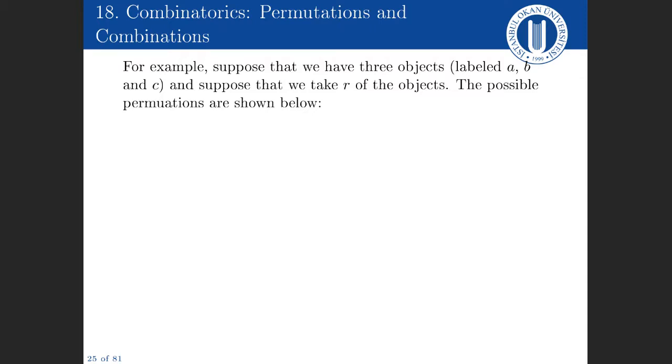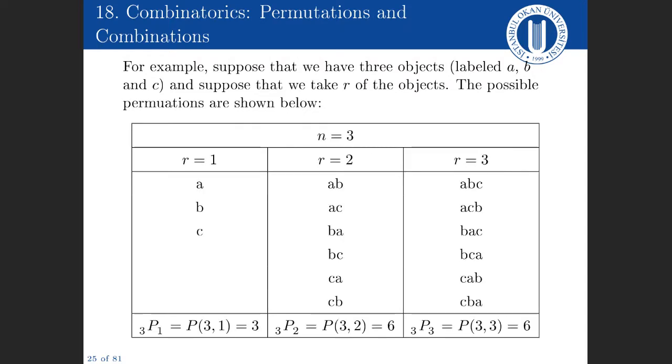First, suppose that we have 3 objects. And this time I'm going to call the objects A, B, and C. And let's suppose we take r of the objects. Then the possible permutations are shown below. First of all, let's suppose we only take 1 of the objects. We might choose object A, or we might choose object B, or we might choose object C. 3P1: how many different permutations of 1 object taken from the total of 3 objects? There's 3 choices, A or B or C.